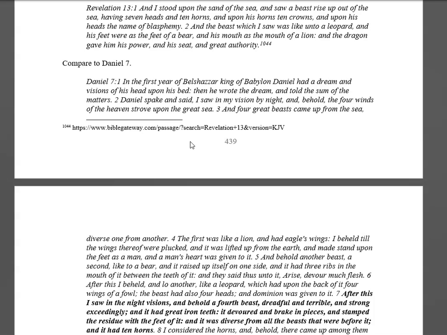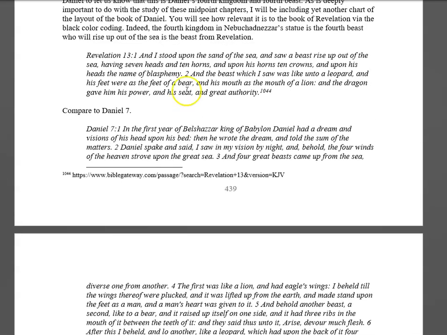"In the first year of Belshazzar, king of Babylon, Daniel had a dream and the vision of his head upon his bed. Then he wrote the dream and told the sum of the matters. Daniel spake and said, I saw in my vision by night, and behold, the 4 winds of heaven strove upon the great sea, and 4 great beasts came up from the sea." So here in Revelation 13, you're seeing the final of those 4 rising up out of the sea.